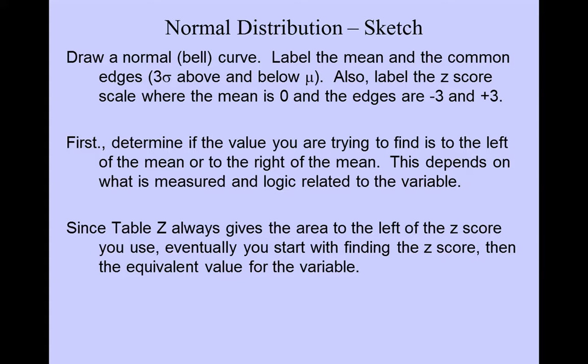First, determine if the value you're trying to find is to the left of the mean or to the right of the mean. This depends on what is being measured and logic related to the variable. Since Table Z always gives the area to the left of the z-score you use, eventually you start with finding the z-score, then the equivalent value for the variable.